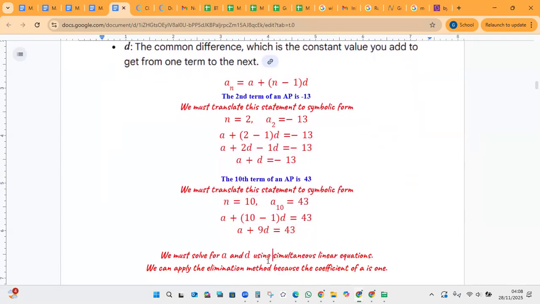Next, we are going to use the second piece of information. The 10th term of an AP is 43. So n is 10 here, A sub 10 is 43. So we have A plus 10 minus 1 times D is equal to 43. Again, we multiply by D, clear the brackets.